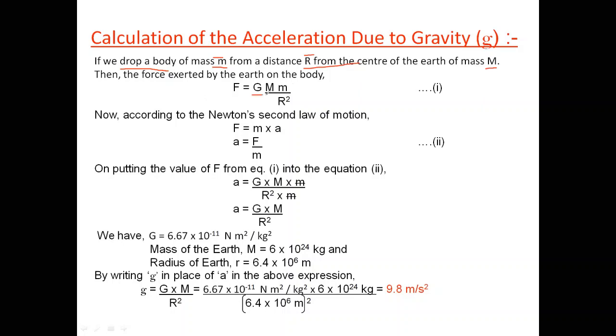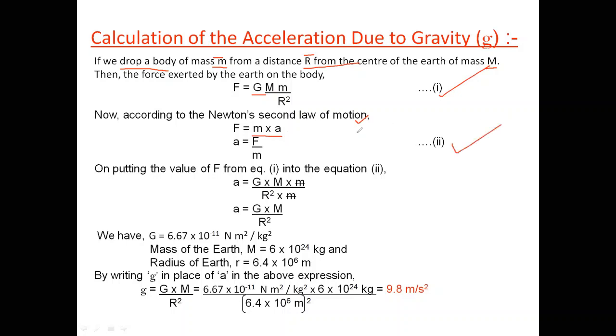So F is equal to G M m divided by R square, where capital M is the mass of earth, small m is the mass of that body, and the distance between them is capital R square, that is the center radius of the earth. Okay, now according to Newton's second law of motion, क्या कहता है Newton's second law of motion? The force exerted by the body is directly proportional to the product of mass and acceleration, or we can write it mathematically as F is equal to mass into acceleration. From here we get the value of acceleration, F by m. Let it be the equation 1, this one be equation 2.